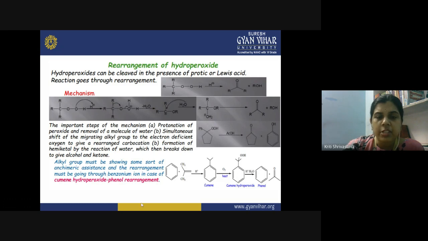And the alkyl group must be showing some sort of anchimeric assistance, and the rearrangement must be going through the benzonium ion in the case of cumene hydroperoxide phenol rearrangement. This is the reaction of cumene. When cumene performs a similar reaction, cumene hydroperoxide, this type of rearrangement is accompanied by the formation of benzonium ion. A benzonium ion is formed as an intermediate when the cumene hydroperoxide and phenol rearrangement takes place. So this is cumene hydroperoxide and this is the phenol.